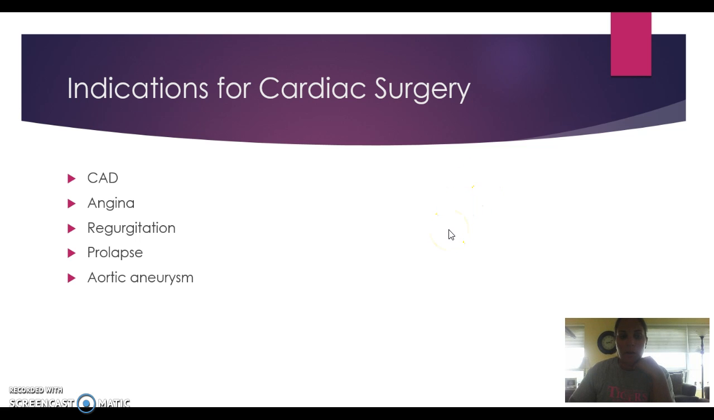So now we're moving on to indications for cardiac surgery. Some indications for cardiac surgery are coronary artery disease, angina, regurgitation, prolapse, and aortic aneurysm.